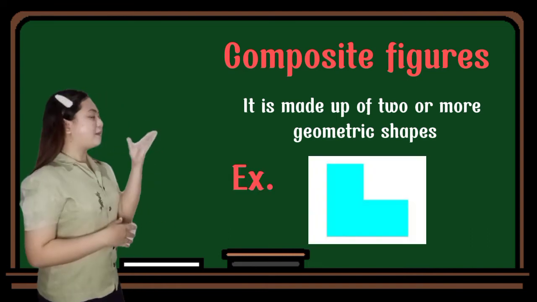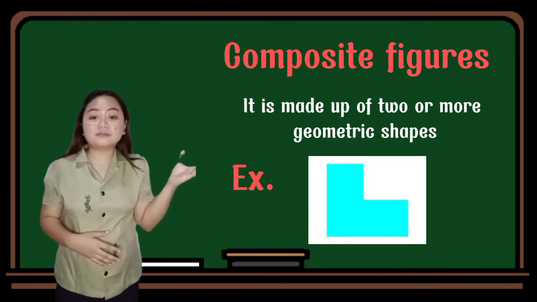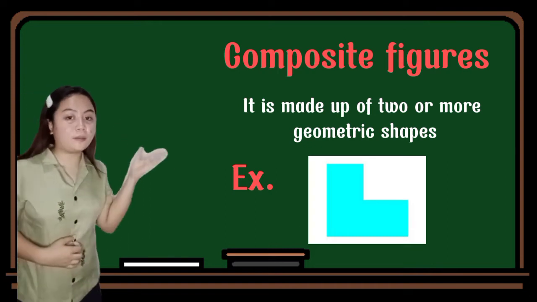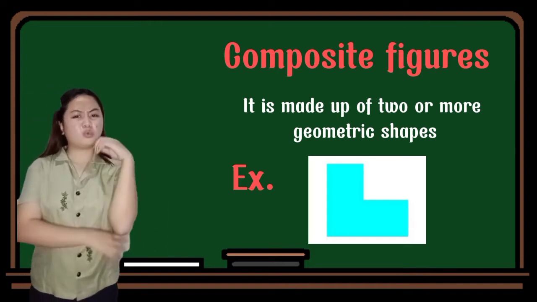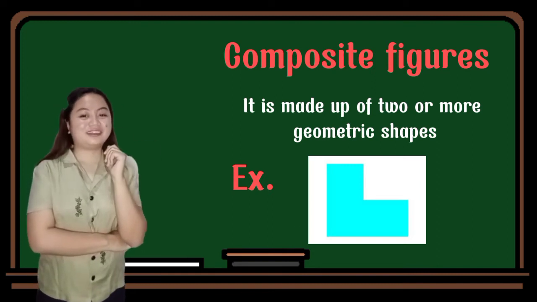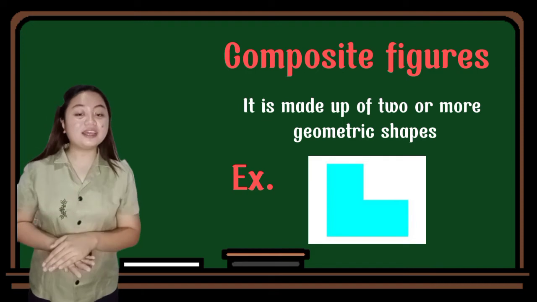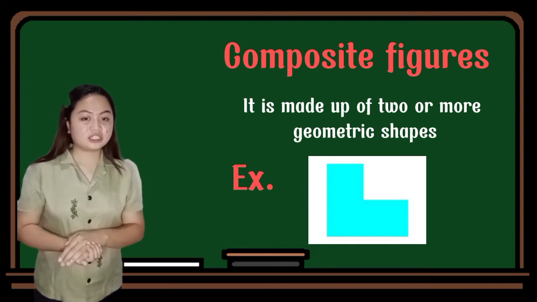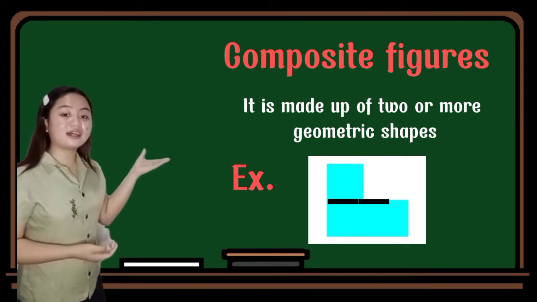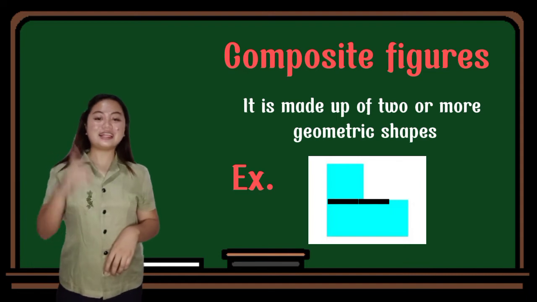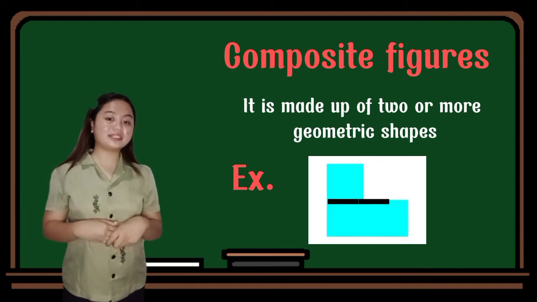So, for example, we have this one. This is an example of a composite figure. Why? What do you think? Because it is made up of two simple geometric figures such as a rectangle and a square. Very good. So let's go on to our examples.